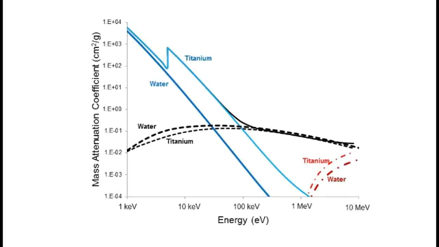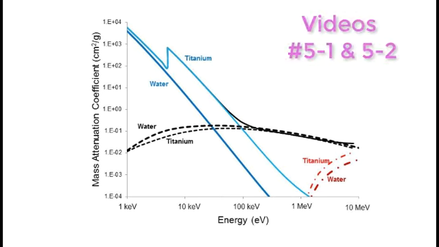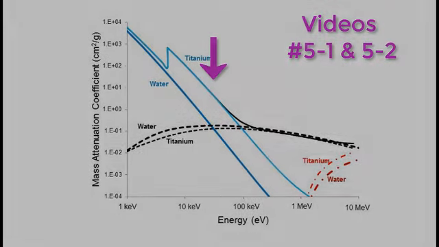If you look at this graph of the cross sections, mass attenuation coefficients, you can go back and review this in these videos if you need to. But if you look at low energies here, especially the difference in attenuation in high Z material versus low Z material, say water or muscle, is much different because of the photoelectric enhancement. That gives you the contrast.